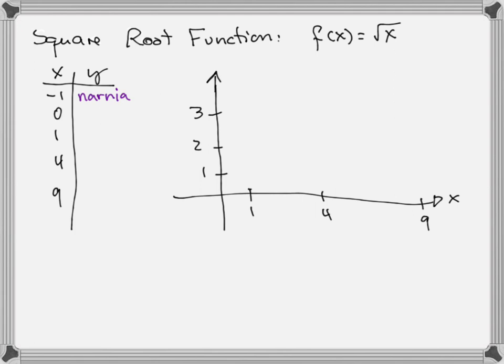What's the square root of 0? Square root of 1? 4? 9? 3. Okay. So we start at 0. -1 is not a real number. This is a real number coordinate system. 1, 1, 4, 2, 9, 3. Somewhat like this, like so. I missed the mark there.